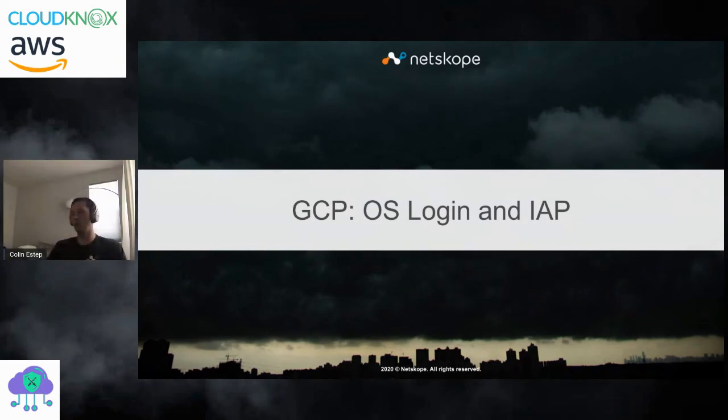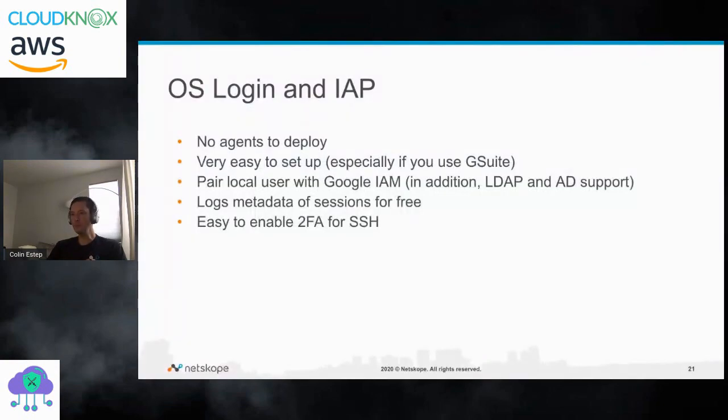Okay, so next we're going to go over the GCP solution that's using OS Login and IAP. In GCP, you don't need any agents deployed to your virtual machines. I will point out it's very easy to set up. If your organization is a G Suite organization that uses GCP, it's a matter of minutes. It's great because you can pair your local OS level users that are SSHing in with the Google IAM user. It also provides LDAP and AD support if you need that.